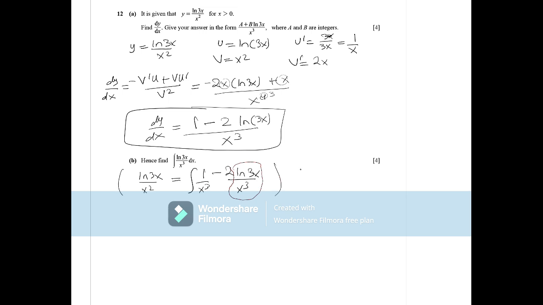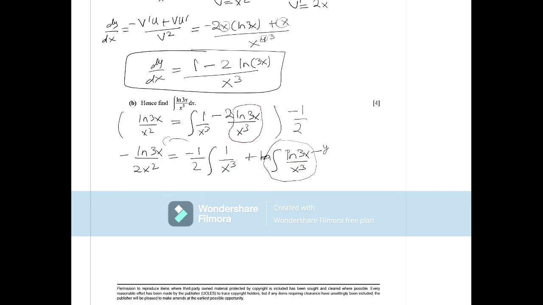I'm going to divide the whole equation by negative 1 by 2. So negative again 3x over 2x squared is equal to negative 1 by 2 integral of 1 by x cubed plus integral of ln 3x over x cubed. We need to make this the subject. I'll just shift this to the other side. So let's call it y, and then your y will be 1 by 2 integral of 1 by x cubed negative ln 3x over 2x squared.